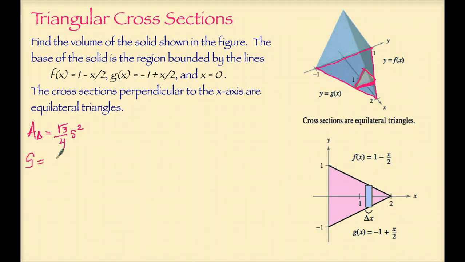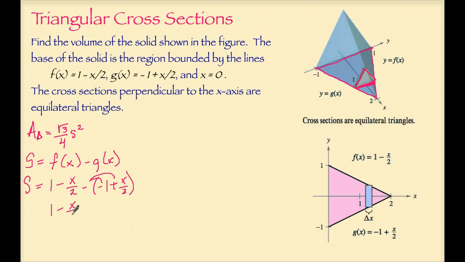So that means f of x minus g of x, which is 1 minus x over 2 minus negative 1 plus x over 2. When I distribute this negative, this gives me 1 minus x over 2 plus 1 minus x over 2. In simplified form, this is 2 minus x. So this is the length of one side of the equilateral triangle.